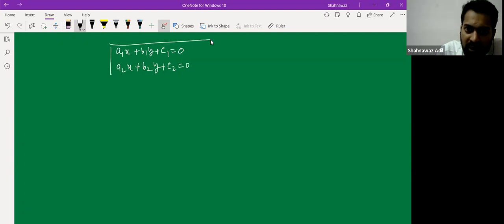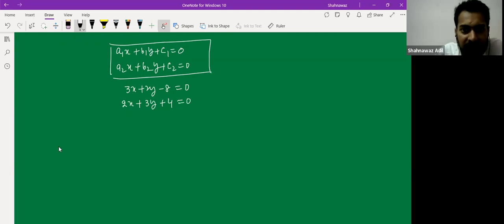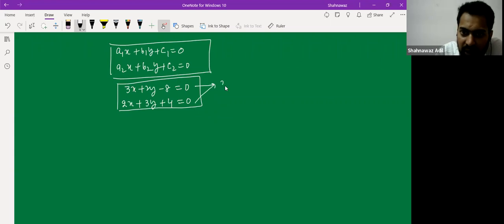In the substitution method, let's say we have 3x plus 2y minus 8 equals 0, and we have 2x plus 3y plus 4 equals 0, right? So we have two equations, and we have two variables, two unknowns, x and y.